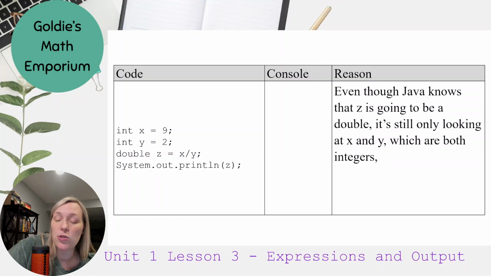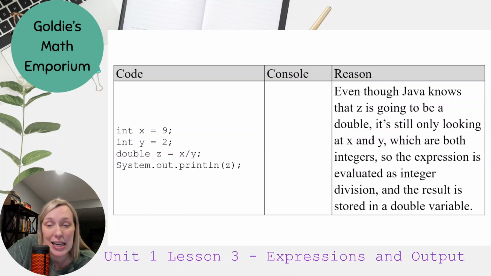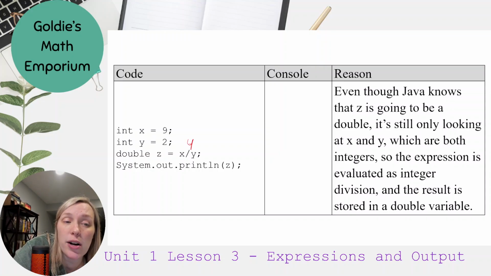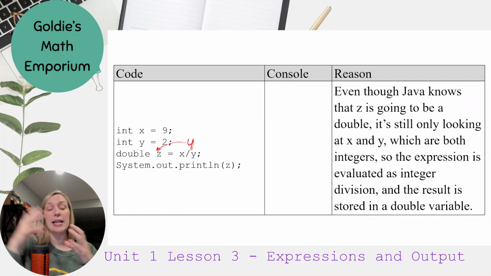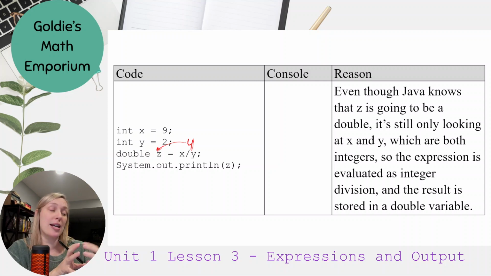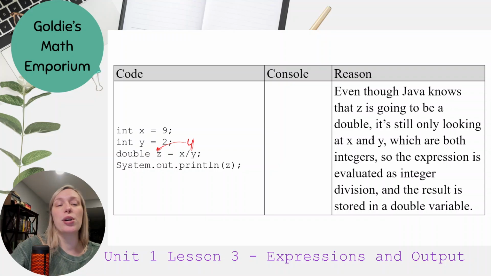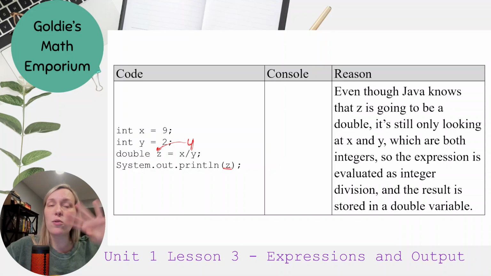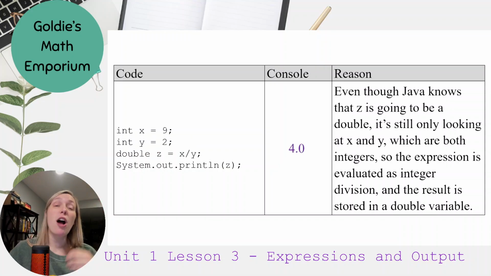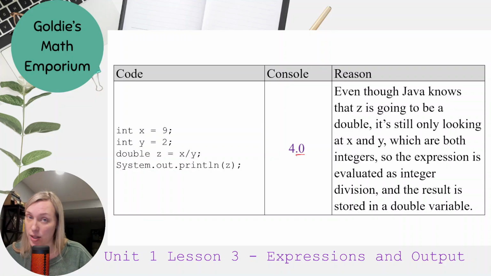Because those are both integers, the expression is evaluated as an integer division and the result is stored in the double. So this is going to be 4 as an integer, but it gets stored in a double. And remember, that's okay. We can take an integer and store it in a double because an integer is smaller than a double. So we can take a 4 and put it in a double container, and that's fine. What's different is when I go to print off this double, 4 is the integer stored. What gets printed off is actually 4.0, because when integers get stored as doubles, they get that 0.0 attached to them.